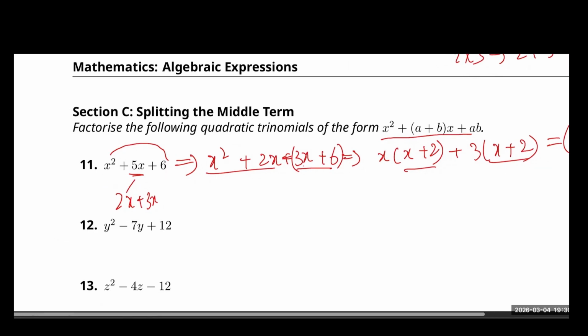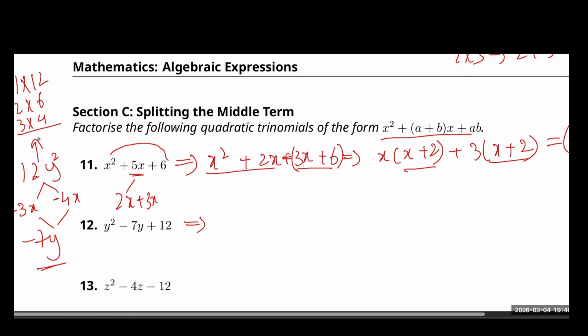Same here also. Multiply the first and the last term, see what you're going to get. 12y squared minus 7. Factors of 12. What are factors of 12? 1 into 12, 2 into 6, 3 into 4. Okay, right? So if you see, 3 and 4 are a combination where if we multiply them, it will give us 12. And if we add them, it will give us 7. But now there is a bit of change here. See what we want: minus 7y. So minus 3y and minus 4y, both of them will combine and give us minus 7.